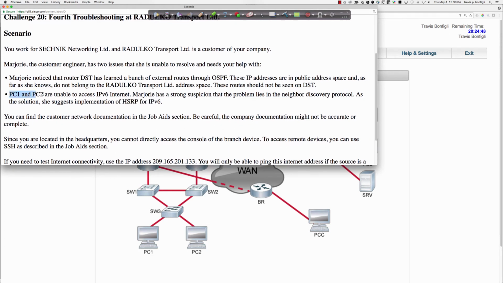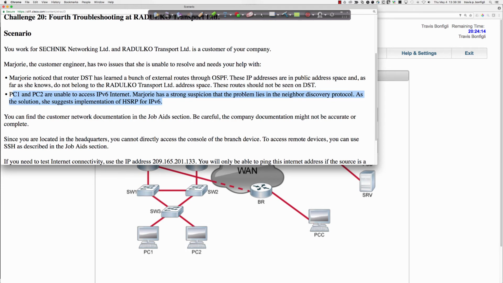So PC1 and PC2 are unable to reach something. So this is definitely going to be bottom up, right? You can see here we knew what router to take a look at to confirm things with our troubleshooting methodology. We knew they were being learned through OSPF, and that kind of led us down the rabbit hole to the solution here. And this again, this strong suspicion that the problem lies in the neighbor discovery protocol. As the solution, she suggests the implementation of HSRP for IPv6.